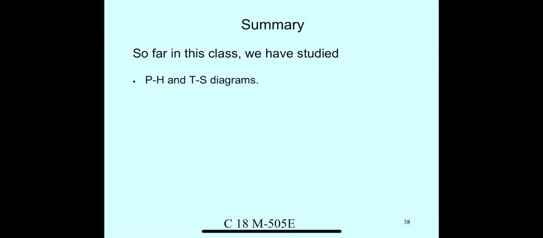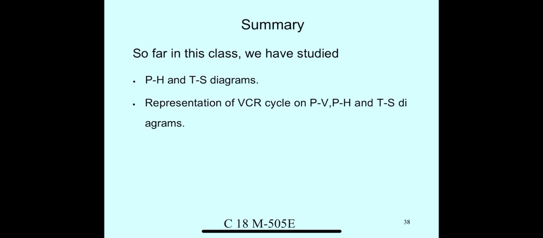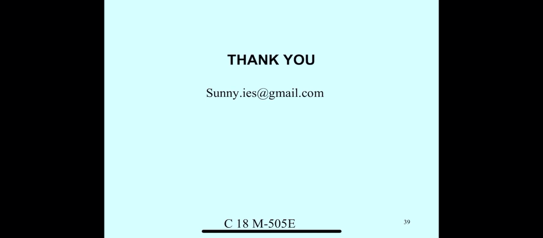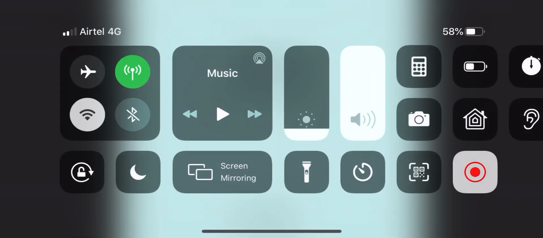So far in this class we studied the pH and TS diagrams and the representation of the vapor compression cycle on PV, pH and TS diagrams, along with the process description, thermodynamic analysis and COP of the vapor compression refrigeration system. Thank you students, we will see you in the next class.